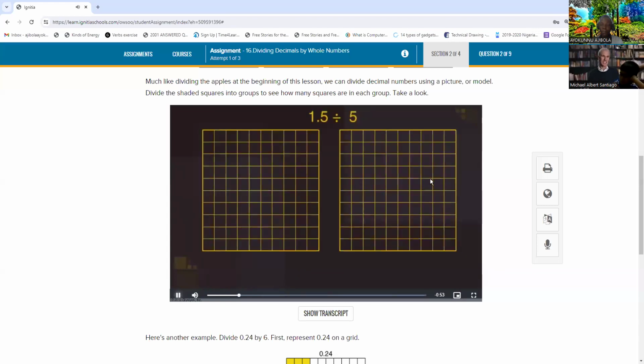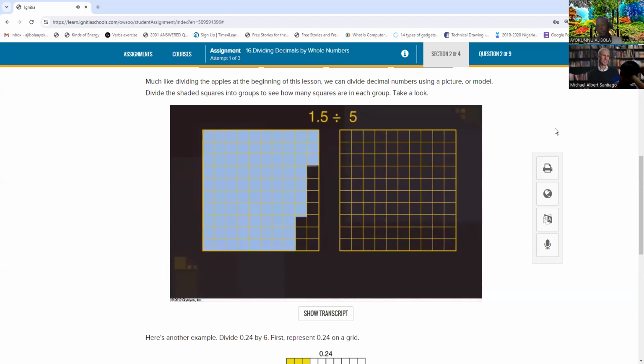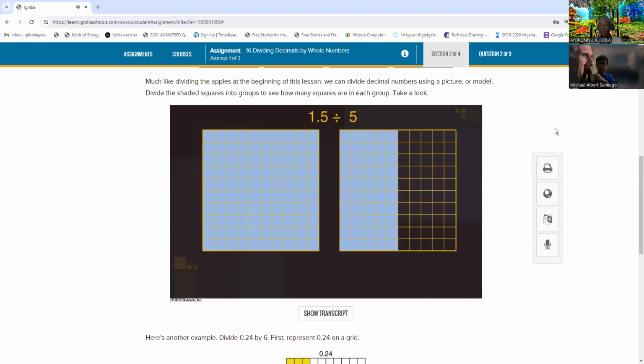We'll start by representing 1 and 5/10 on a grid. So one whole grid will be shaded in to represent the whole number. And 5/10 or 50 hundredths will be shaded on another grid. Notice that in total, there are 150 squares shaded. 100 squares in this grid and 50 squares in this grid.